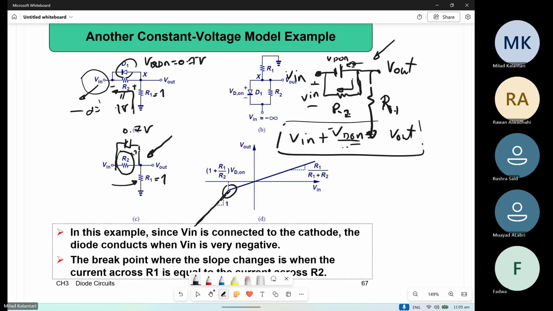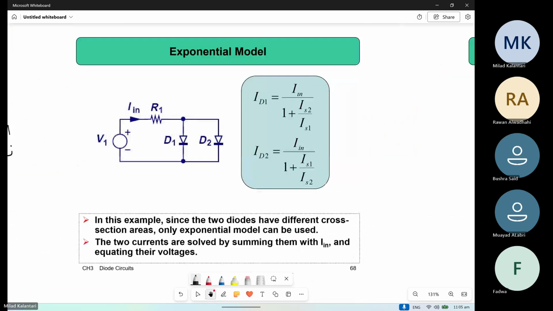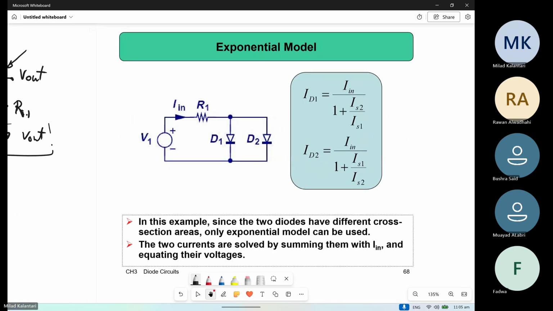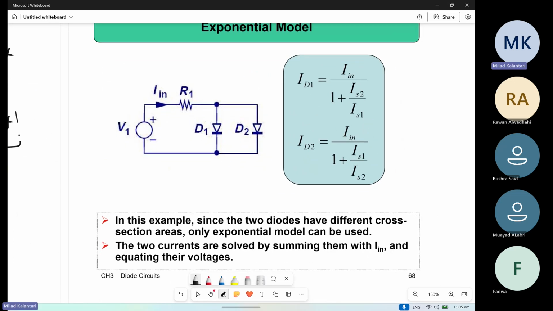Afterward, above this region, the diode is off and then it's just a resistive divider, right? Here we are trying to describe when that exponential model is useful.